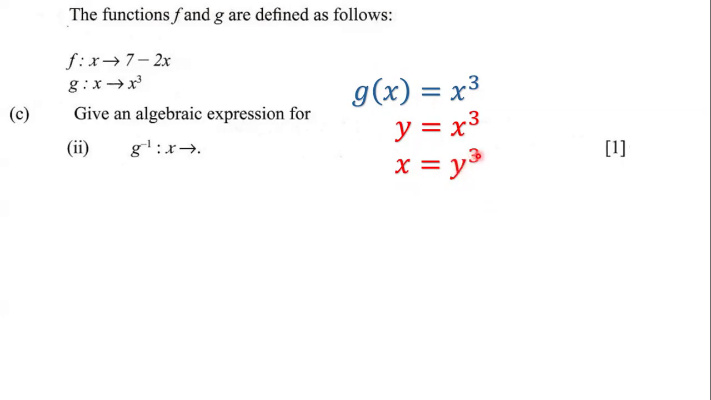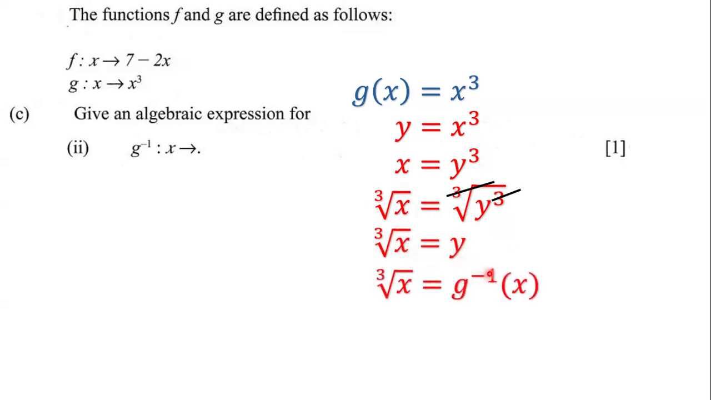In order to solve for y, we have to get rid of this exponent, which is 3. And so we have to take the cube root of both sides. So we take the cube root of x, and we take the cube root of y to the third power. Next, we cancel this with that. So we get that y is equal to the cube root of x. But what is y? Well, y is simply g inverse of x. And so that means that g inverse of x is equal to the cube root of x. And that's the answer to this particular question.